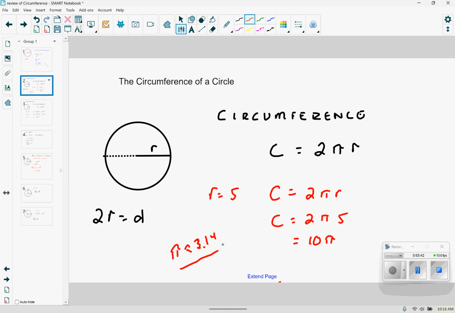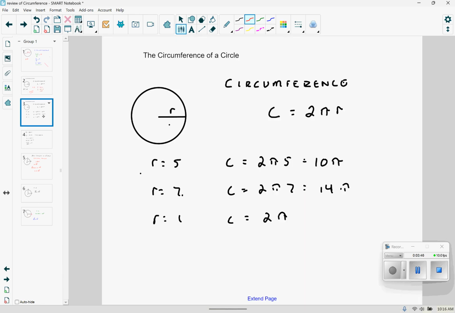Let's do a few more examples here. So, here's the example that I just did right here. If r is 5, the circumference is 10 pi. And if r is 7, it's easy enough. The circumference is going to be 2 times 7, 14 pi. And if the radius is only 1, then the circumference is 2 pi.